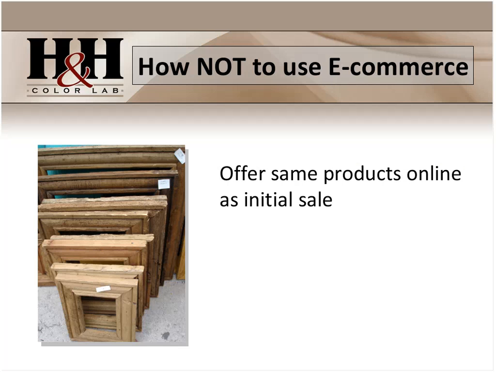The other way not to use online sales and online proofing is to offer the same products that you do initially. Some people would even say, put up different images. If you have some outtakes that you want to put online that you didn't show initially, that is another great way of using it. But offering a different set of products will help your customer feel like they're having another opportunity to get something else they might like.